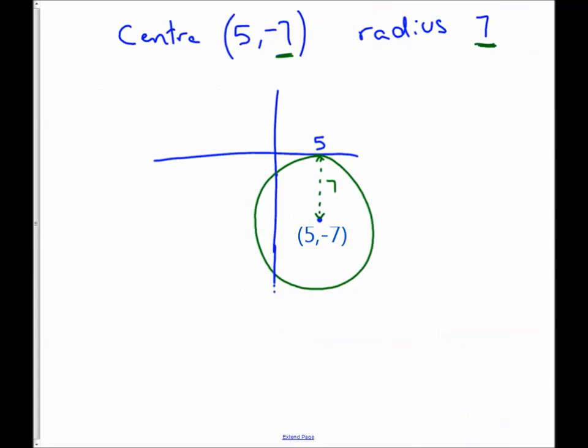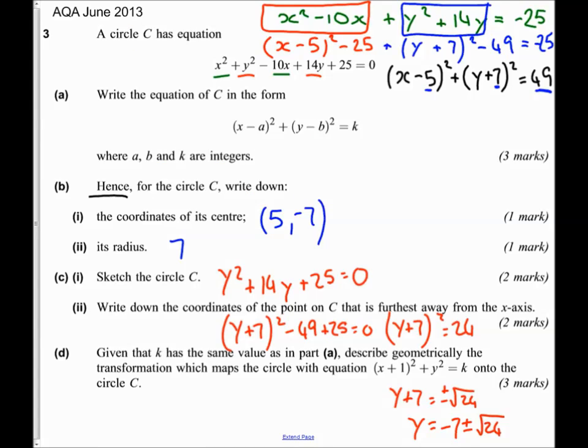Now I can put that onto my sketch. I can say here I've got −7 − √24, and here I've got −7 + √24. Quite a lot of effort there for 2 marks.